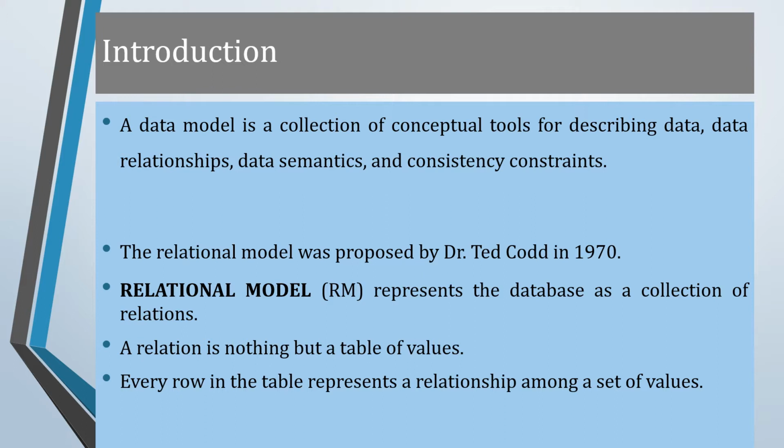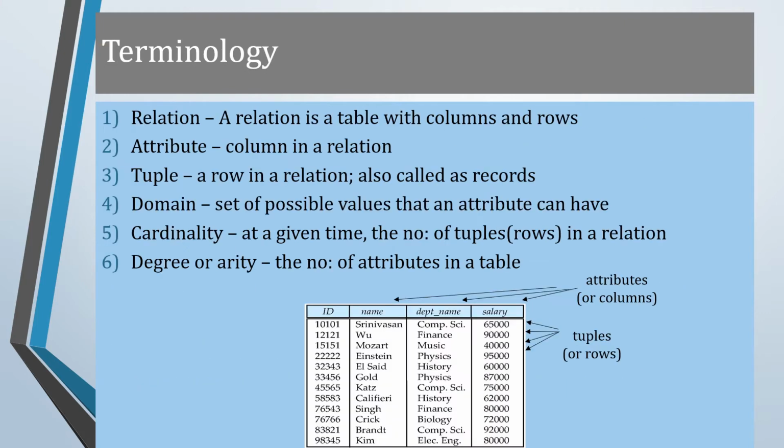This relational model was proposed by Dr. Ted Codd in 1970. Now let us look into some common terms that we are using in this relational model. The first one is relation. A relation is a table with rows and columns.